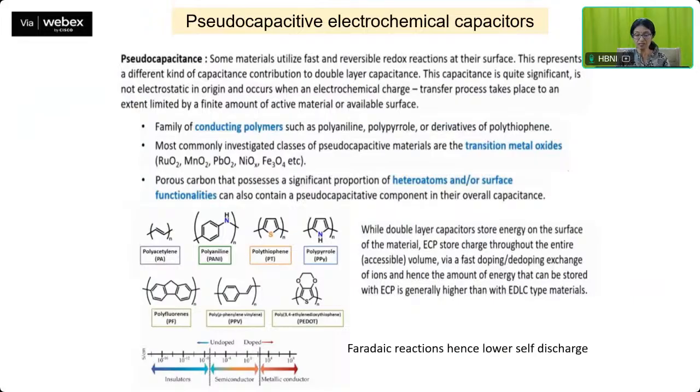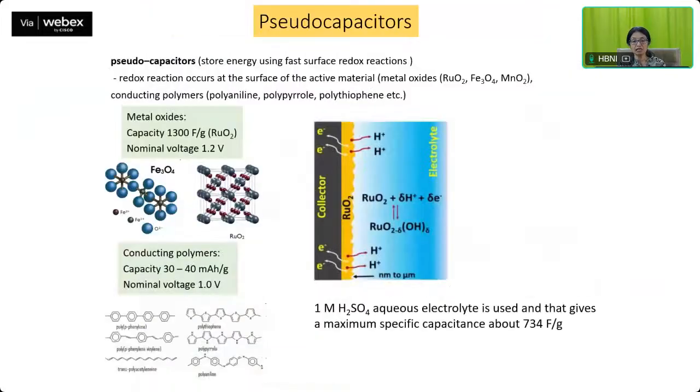their overall capacitance. So while double layer capacitors store energy on the surface of the materials, electrochemical capacitors store charge throughout the entire volume and via fast doping-dedoping exchange of ions, and hence the amount of energy that can be stored with electrochemical capacitors is generally higher than that with the EDLC type of materials. Always remember the Faradaic reactions, they suffer a lower self-discharge. So that is a plus point of these particular pseudocapacitive electrochemical capacitors.